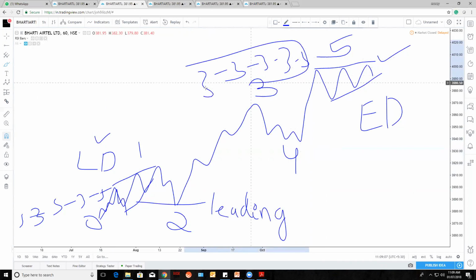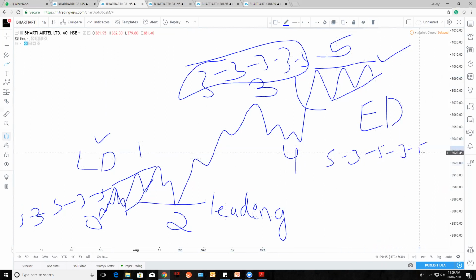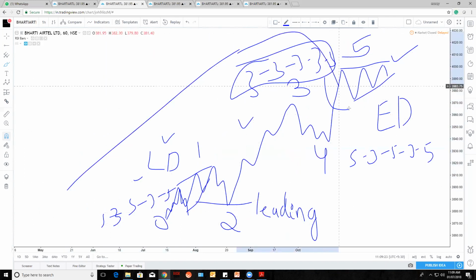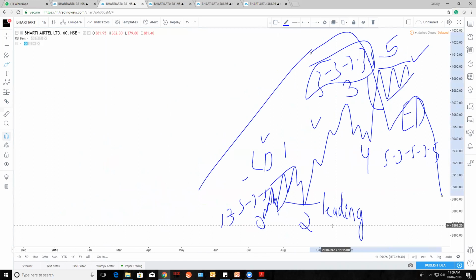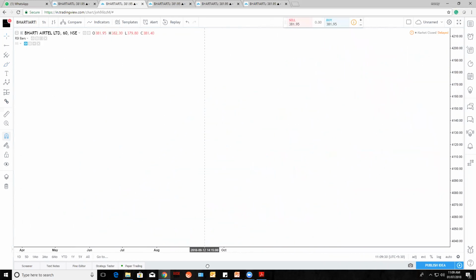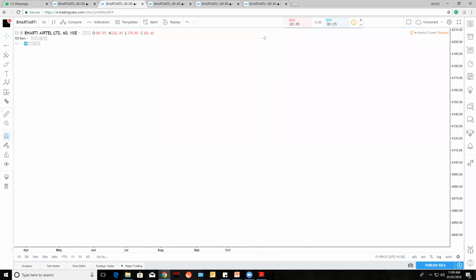It can be okay if it is 3 3 3, or else it is 5 3 5 3 5. So this one structure, this is a leading diagonal, it's an impulse, it is called a wave 1. Let's say if it is bigger, then it is one cycle of Elliott wave. Got it? I hope it's clear to everyone up to now.